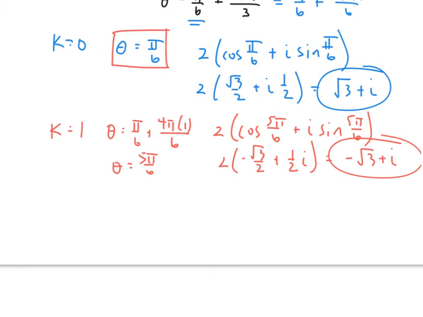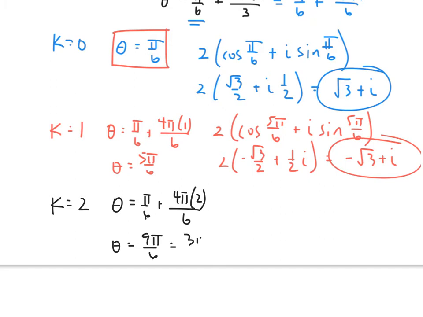Okay? All right, k is equal to 2, which means that theta is equal to pi over 6 plus 4 pi times 2 over 6. How many pi's is that? 8 pi. 8 pi plus 1 pi is 9 pi over 6. I can simplify that down to 3 pi over 2, which is going to end on an axis, which is going to end up with some possibly unusual answers here.